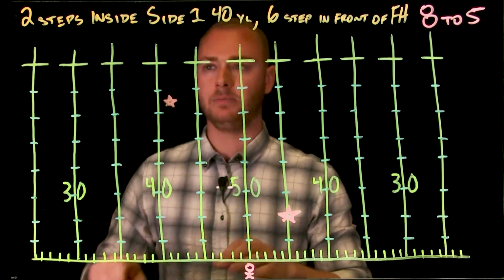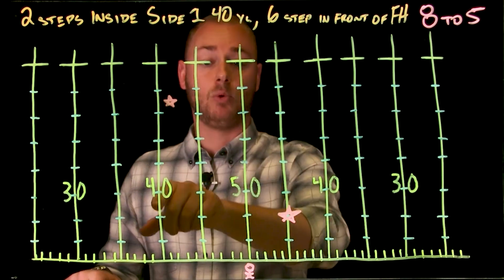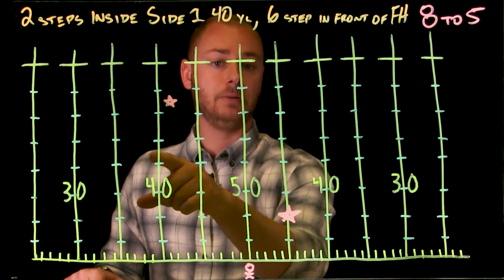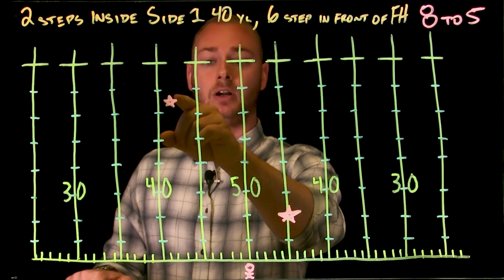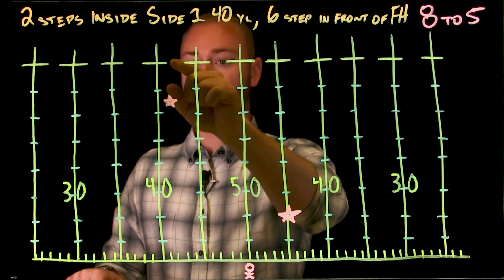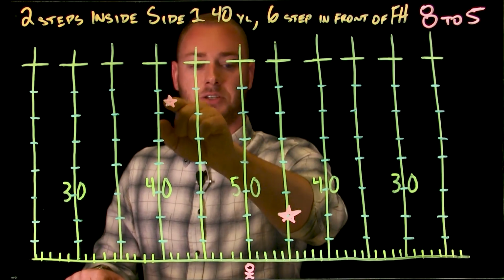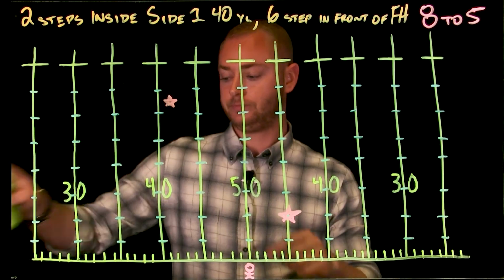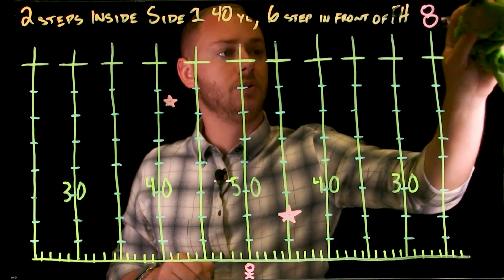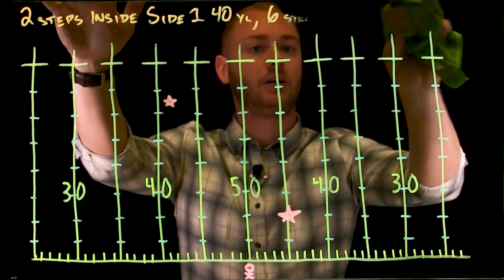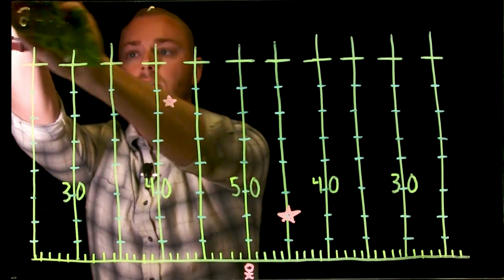Let's talk through that again one more time just to make sure we're clear. Side 140 and 2 steps inside, meaning 2 steps towards the 50. 1, 2, and then 6 steps in front of the front hash, in front meaning towards the front sideline, 4 steps and 6 steps, and there we go. Now let's move forward into a little bit even more specific, maybe with a decimal in there.